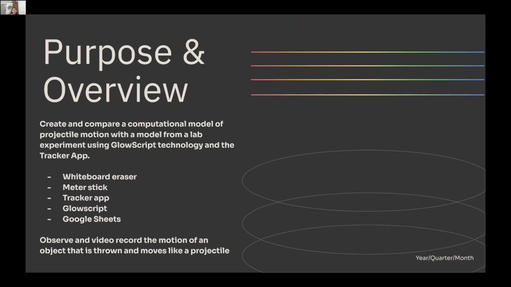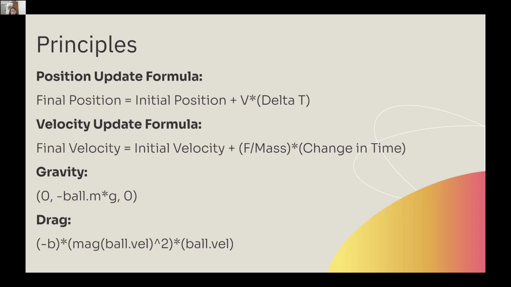To start off, I want to go over a brief overview of what we did in our lab. We used a whiteboard eraser marker as an object, and we measured its position, its velocity, and the forces acting on it through projectile motion. We wanted to create and compare a computational model of projectile motion with a model from a lab experiment using GlowScript technology and the Tracker app. We observed and recorded the motion of the object as it is thrown.